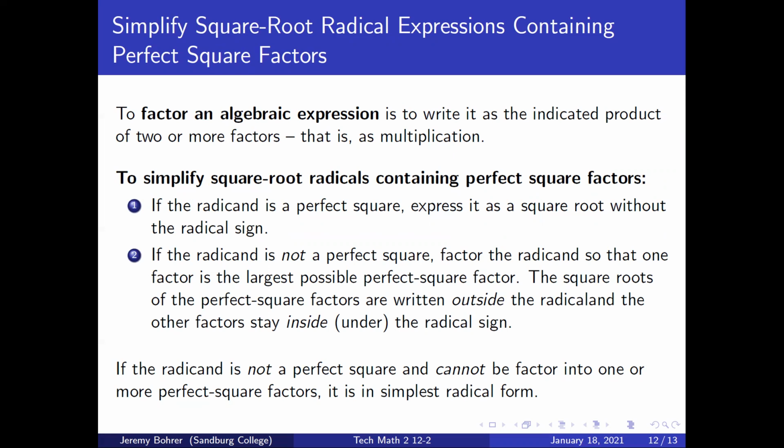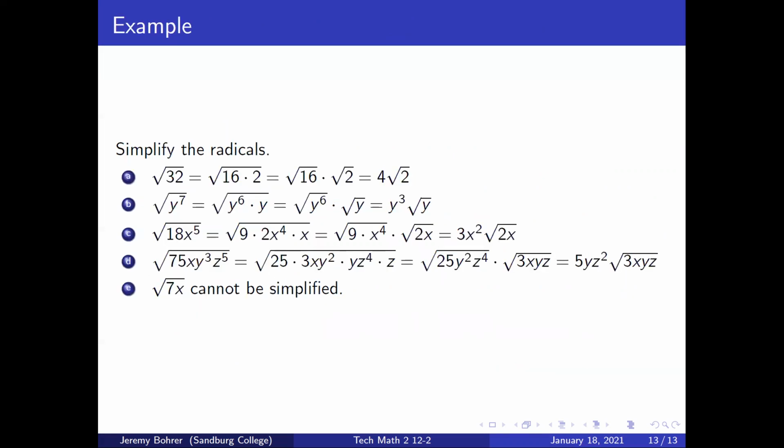If the radicand is not a perfect square and cannot be factored into one or more perfect square factors, it is in simplest radical form. Simplify the radicals. The square root of 32 is the square root of 16 times 2, which is the square root of 16 times the square root of 2, or 4 root 2.